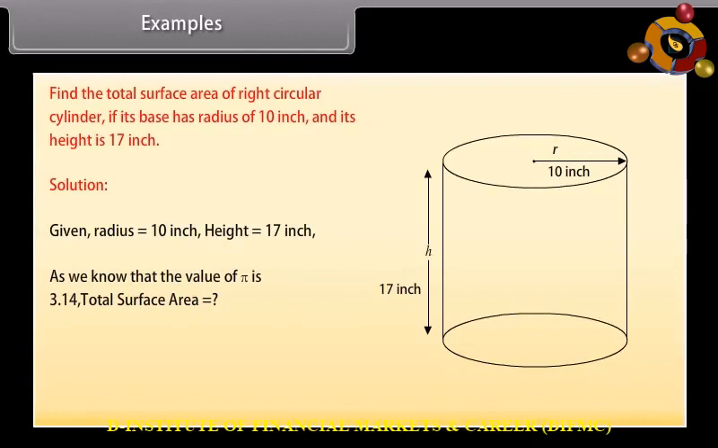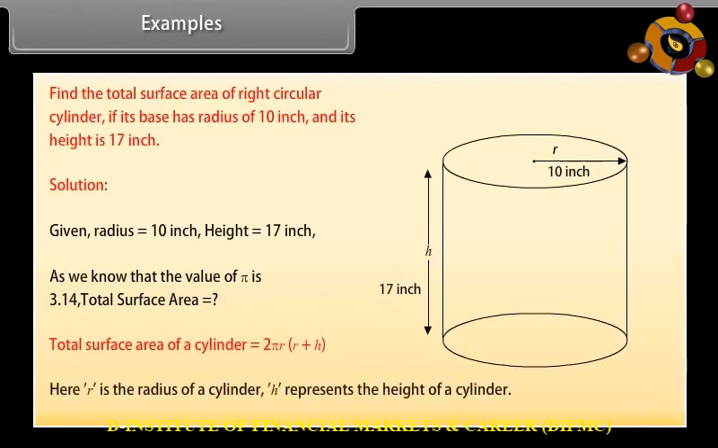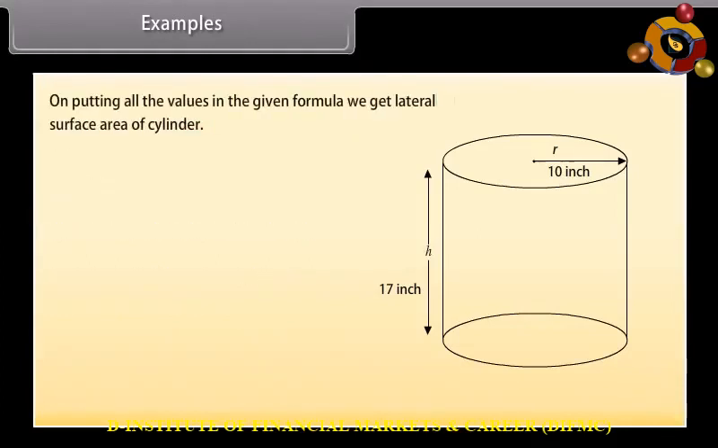We know that the formula for finding the total surface area of a cylinder is given by total surface area of a cylinder is equal to 2 pi r into r plus h. Here r is the radius of the cylinder and h represents the height of the cylinder. On putting all the values in the given formula, we get the total surface area of the cylinder is equal to 2 pi r into r plus h.